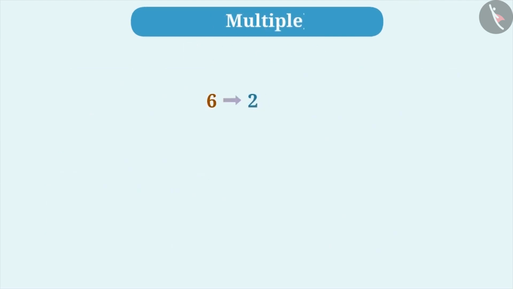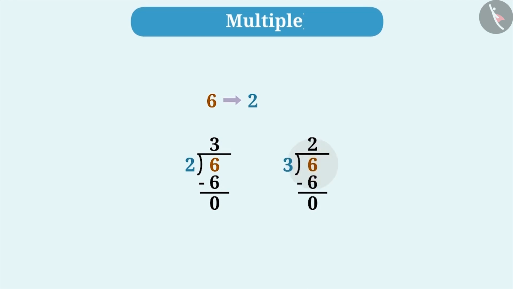Number 6 is a multiple of number 2. This is because 6 is divisible by 2. Similarly, 6 is also divisible by 3. Therefore, number 6 is also a multiple of 3.